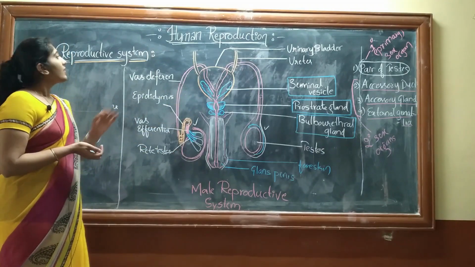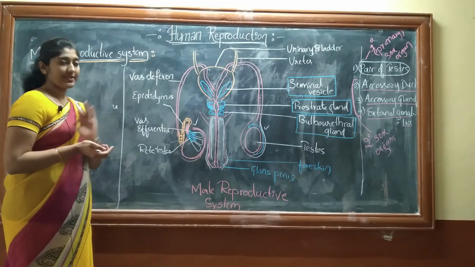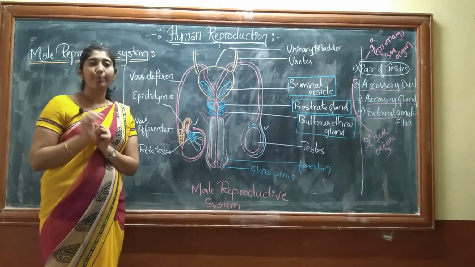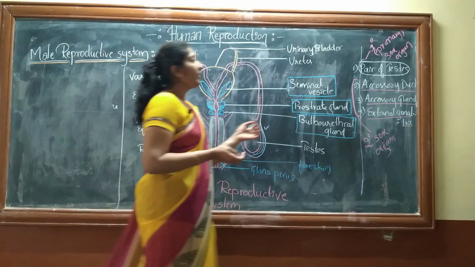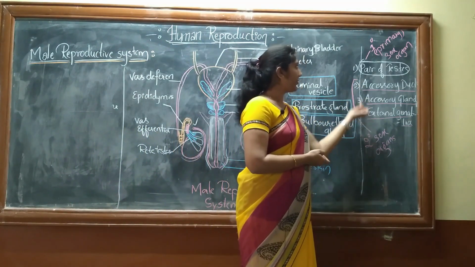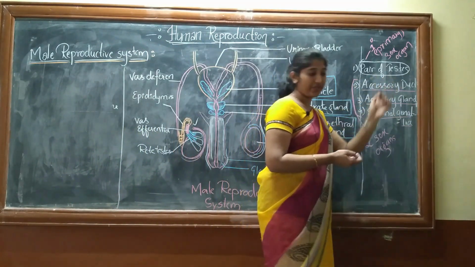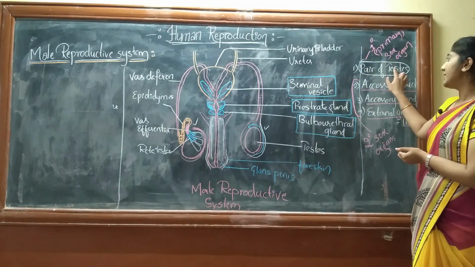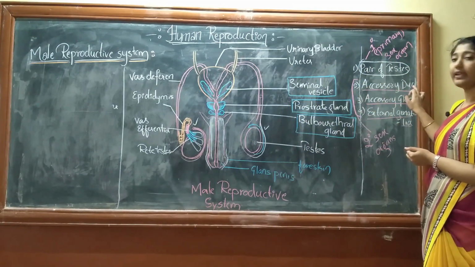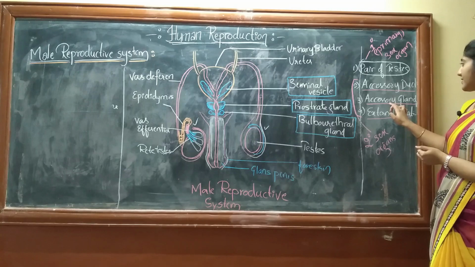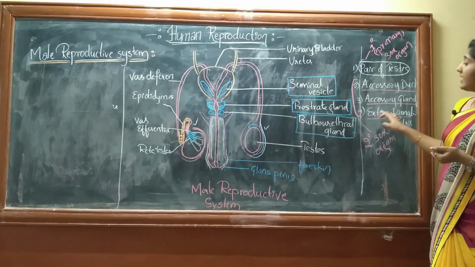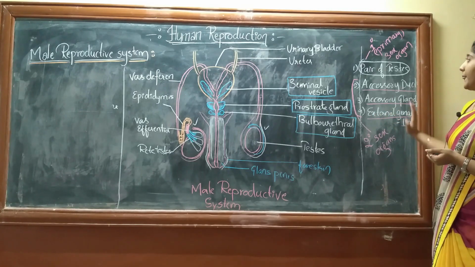In the male reproductive system, there are mainly 4 parts. Okay. And these 4 parts I have listed here. The pair of testes. The next is accessory duct, next is accessory gland, and the last is external genitalia.